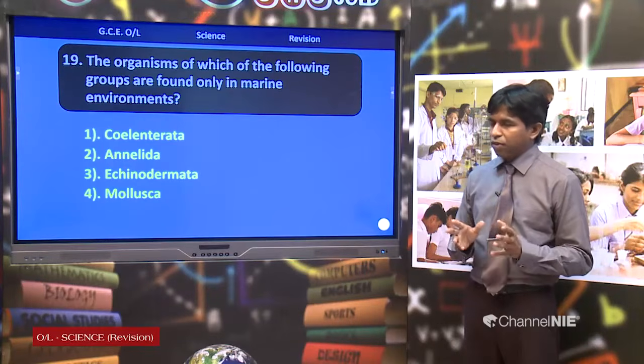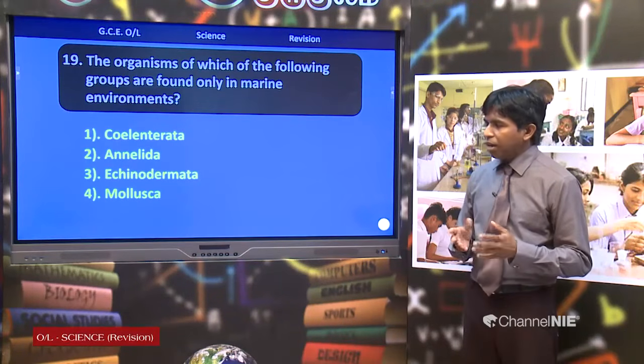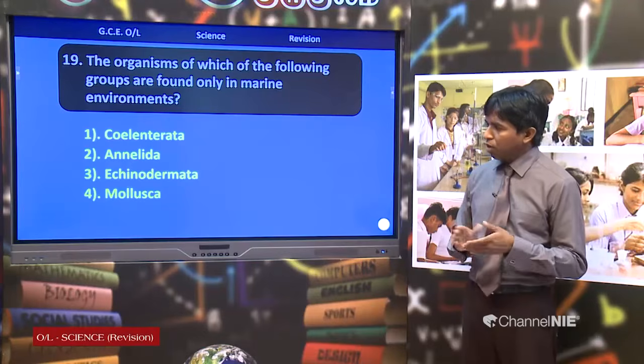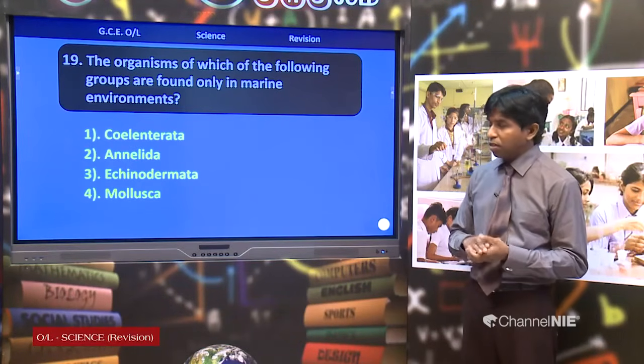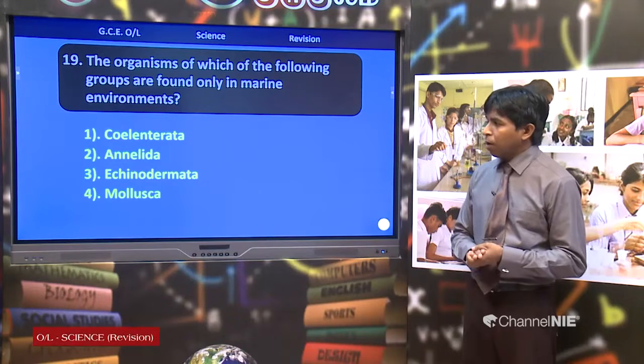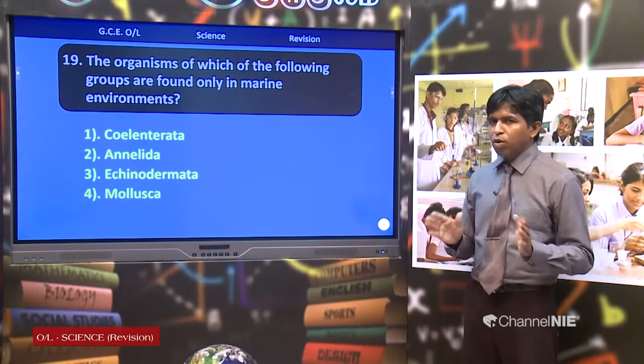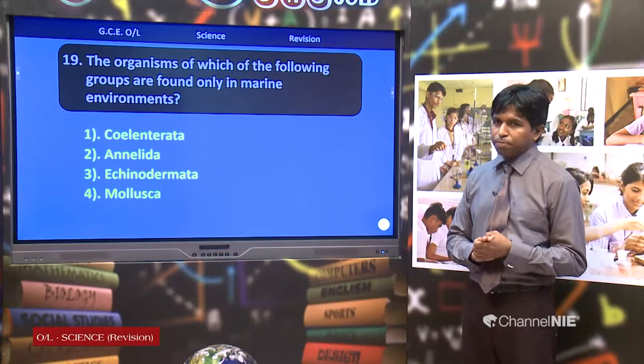So, hydra, jellyfish, sea anemone. Annelida, annelids, the earthworm, leech, or Nereis, are found in both. Some are found in fresh water, some in a moist environment, some in a marine environment. But when it comes to Echinodermata, all the organisms are in the marine environment.